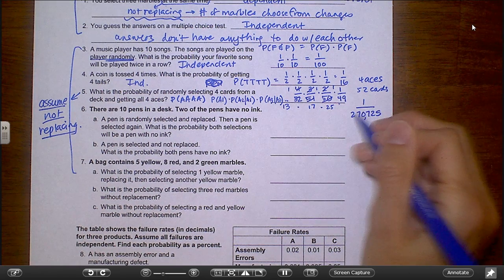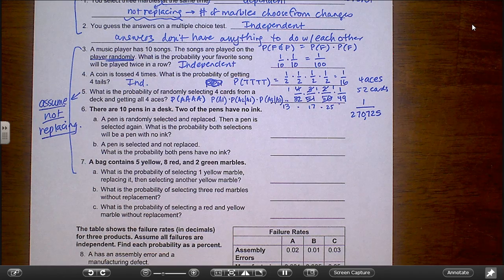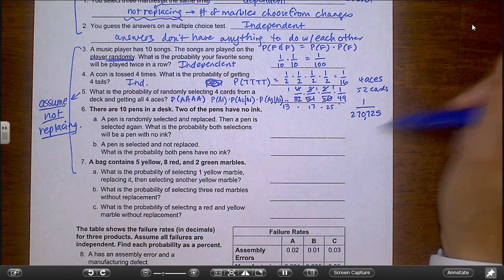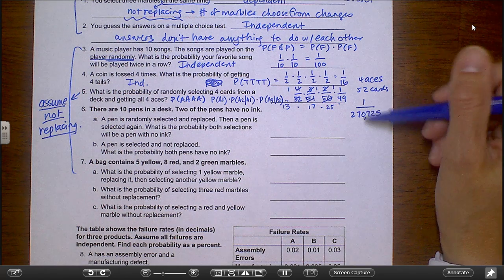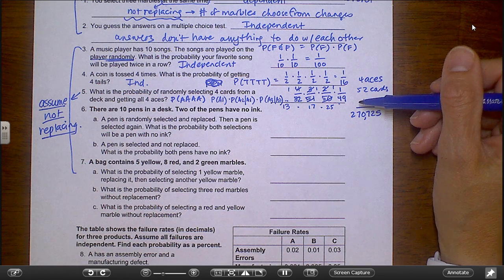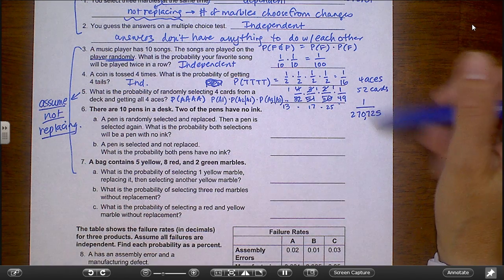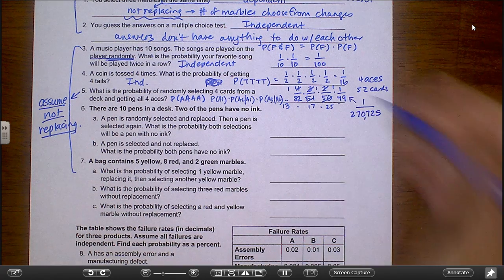So 1 over 270,725. What this is saying is that this is difficult to do. So if you do it, you should be very impressed with yourself, right? All right, so that's the answer for that one.